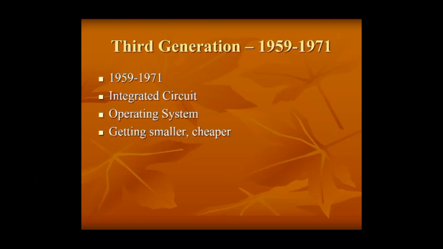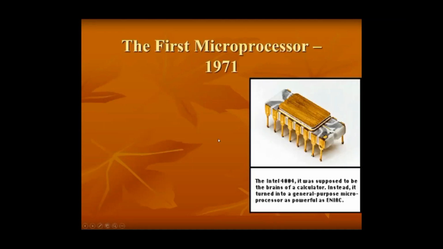So for the third generation computer class that started from 1959 to 1971, these are the different technologies. We have the integrated circuit, we have the operating system, we're in the third generation technology. It's getting smaller and cheaper compared to the first and second generation computer. Now we're going to move on to the fourth generation of the computer.